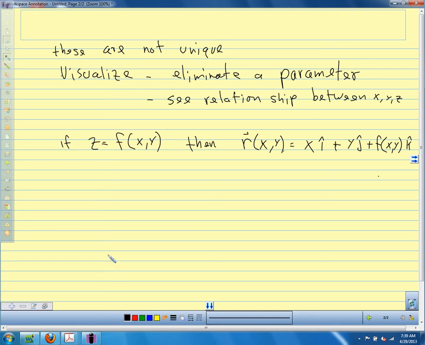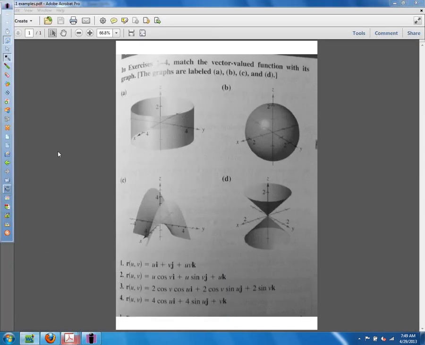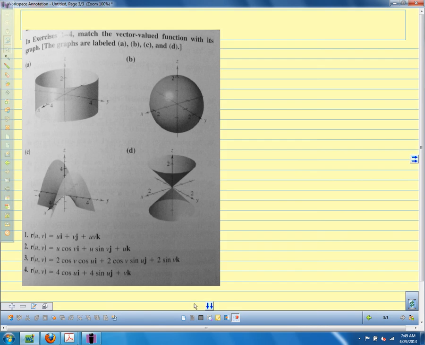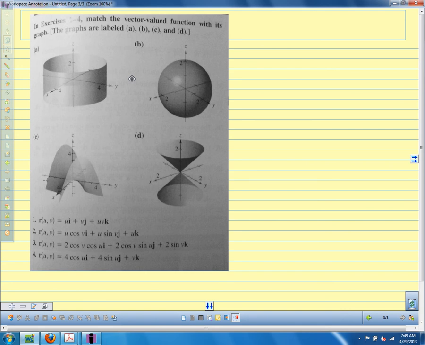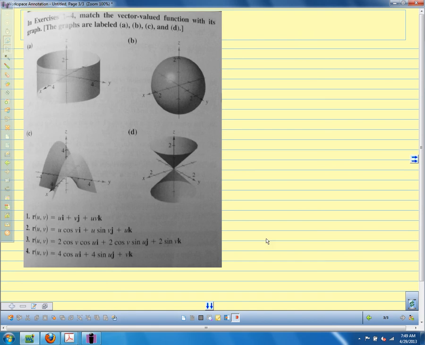All right, so I have some graphs here, and we want to match the surface with the graph. This is out of your book, on page 1105 if you have your book. You can follow along here. What I want to do is practice visualizing these surfaces, or practice coming up with a visualization for the surface.